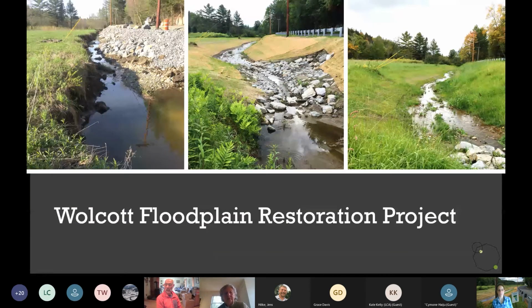And then the second project is the Walcott Floodplain Restoration Project. This project happened when there was a big flood on the Wild Branch in Walcott, and that's relatively close to where it comes into the Lamoille. It's upstream a ways. In this project, there was a big flood, and the water jumped out and hit a ditch on the side of the road, which is basically a flood chute, and it just tore apart this ditch.